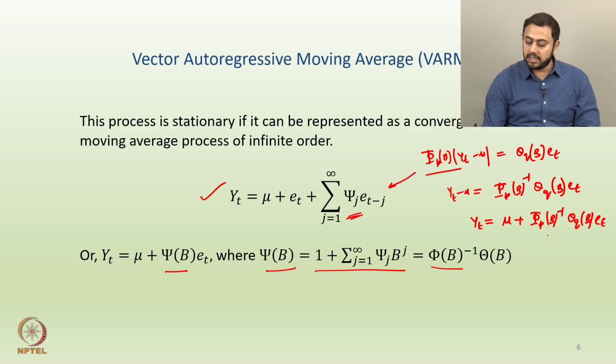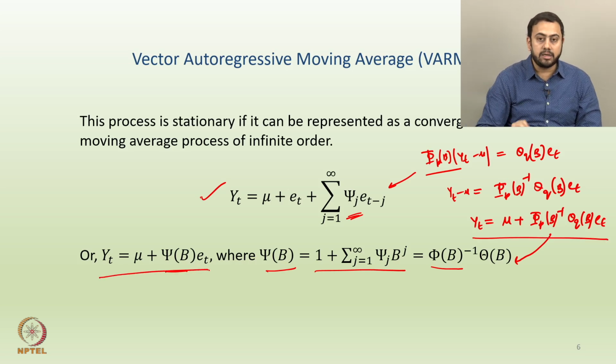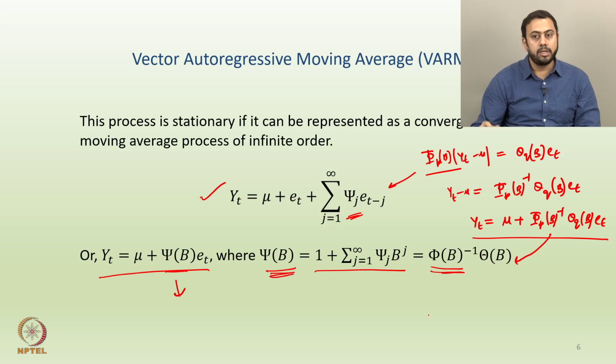So this equation is essentially nothing but this expression that we are trying to simplify in the last line, isn't it? Because here yt is what? Yt is mu plus psi b et. So if you compare this equation and the first equation you have here, essentially psi b should be equal to phi pb inverse into theta qb, isn't it? Because this should match, right? So phi pb inverse theta qb should be exactly equal to my psi b coefficient, which is what we are trying to explain here. So psi b eventually is equal to phi b inverse into theta b.